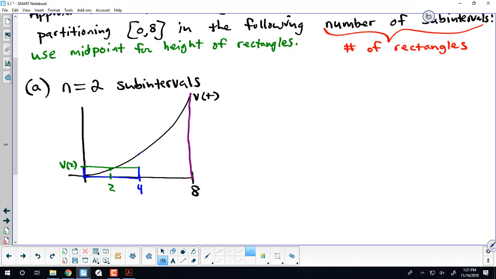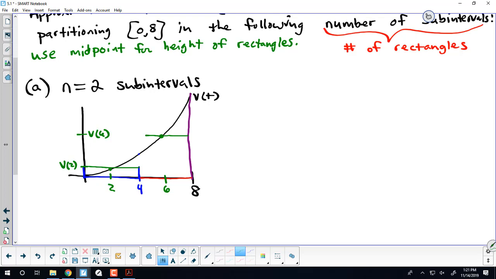So it'd be 2 squared? Yeah, right, that's how high that rectangle will be. The second rectangle, from 4 to 8, again we're going to use the midpoint, 6, to determine its height. So we go up to the function at 6, and we use that function value to determine that rectangle's height.